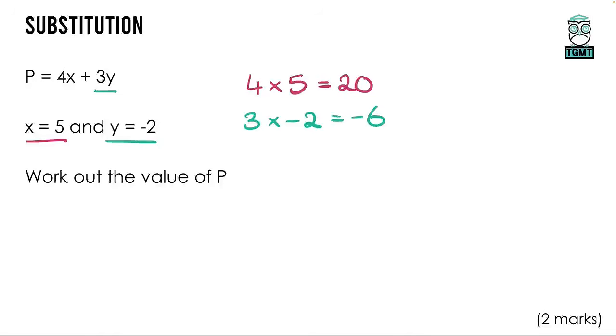And then it asks us to actually add these together. So 4x is 20. We're going to add to that 3y. We've just worked out 3y was -6.